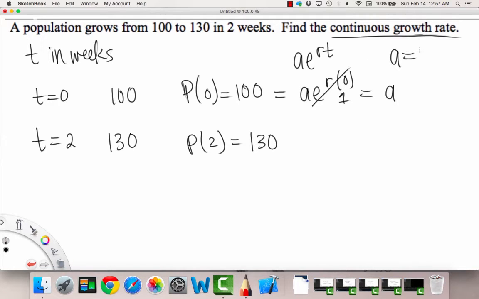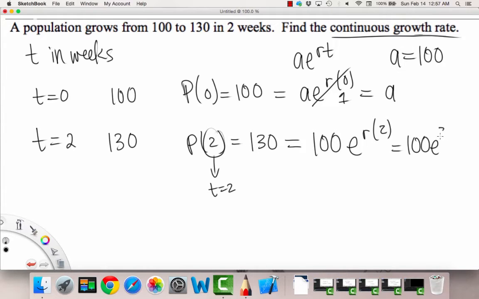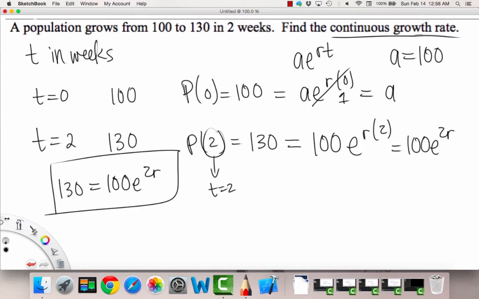So now we know A is equal to 100, which helps us for the second equation, and it allows us to set up 100 times e to the rt, and t is 2, taking from the information here. So now we have 100e to the 2r. The equation to solve is 130 equals 100e to the 2r, so our aim is just to solve for r.